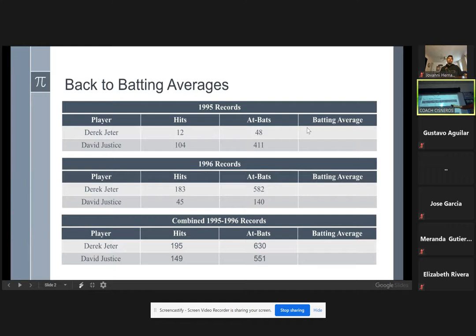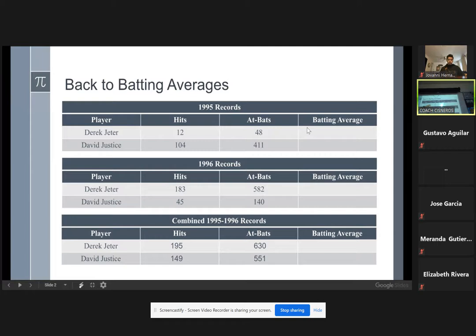To find the batting average of somebody, you divide the hits by at-bats. So you just divide hits divided by at-bats. I have two players on here, David Justice and Derek Jeter. Christian, what team did they play for? They both played for the Yankees, at the same time.